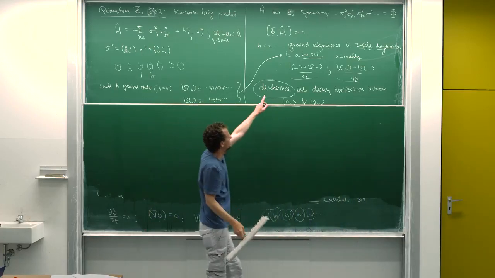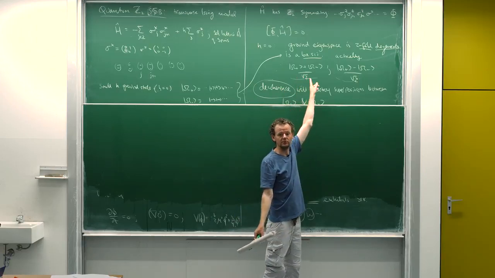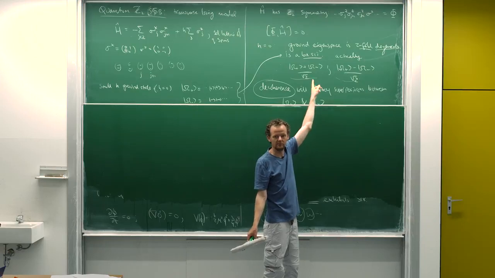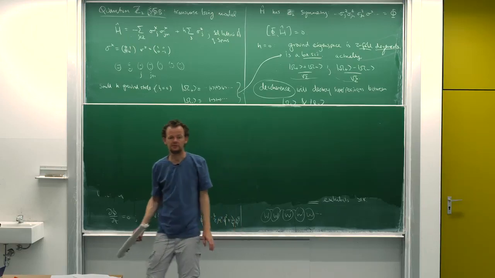Oh yeah, just to amplify that point, if you were allowed to have superpositions, you wouldn't see symmetry breaking necessarily. You could find ground states that were symmetric under the symmetry transformation, namely that one there. That one's symmetric under phi.